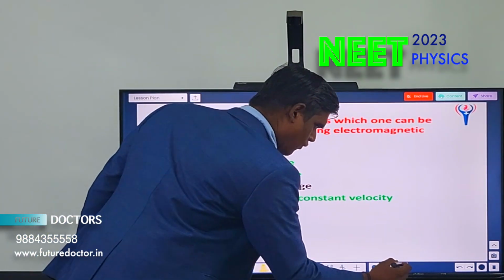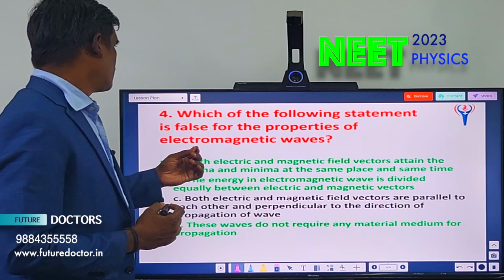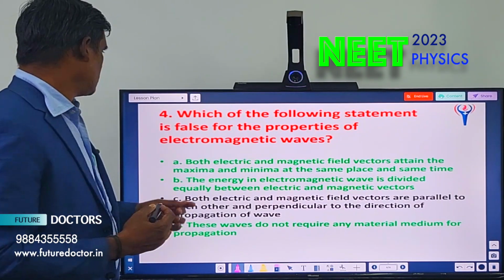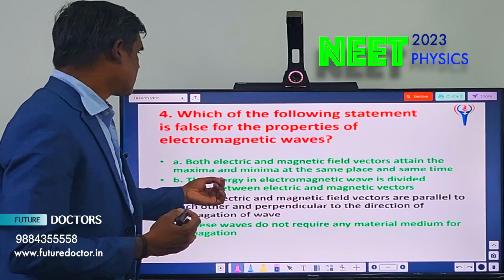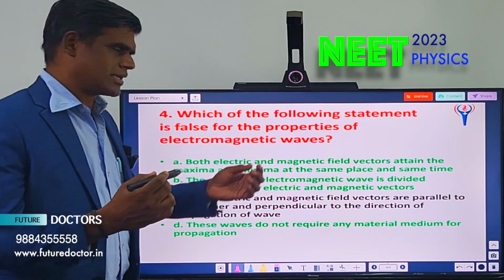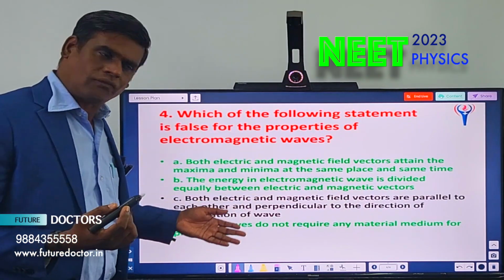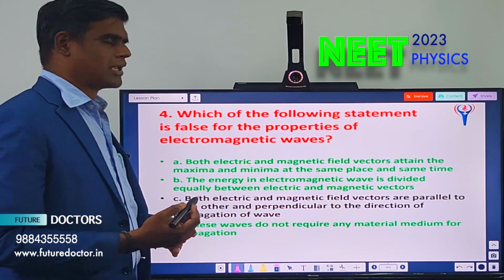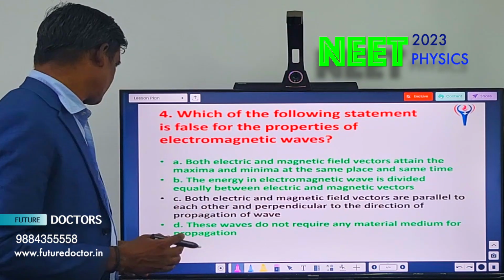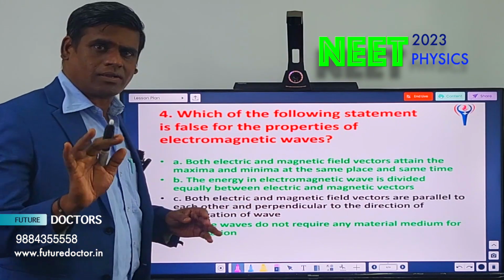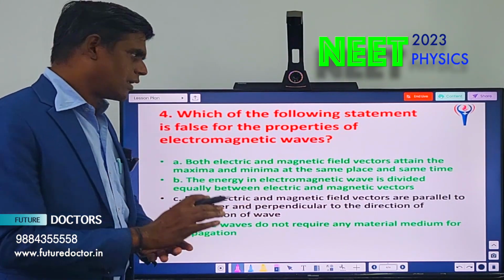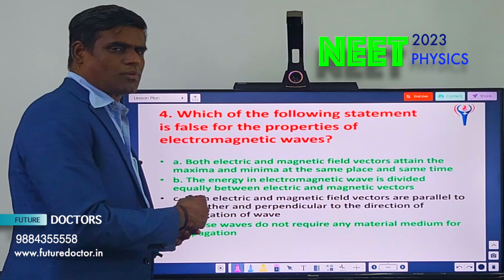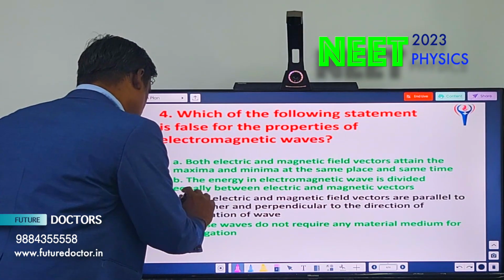Let's move to question number 4. Which of the following statements is false for the properties of electromagnetic waves? First option, both the electric and magnetic vectors attain maximum and minimum at the same place and same time. Yes, that's correct, both are in phase. Second, the energy in electromagnetic waves is divided equally between electric and magnetic vectors. That is also correct. Third, both the electric and magnetic field vectors are parallel. No, they are perpendicular, and also perpendicular to the direction of propagation of the wave. So option C is wrong.